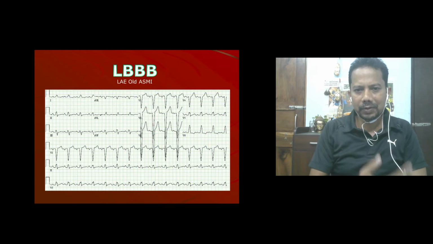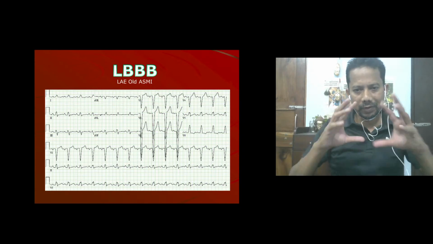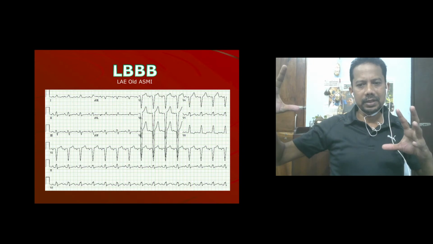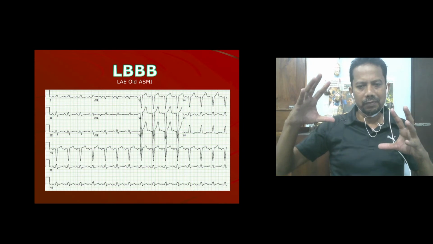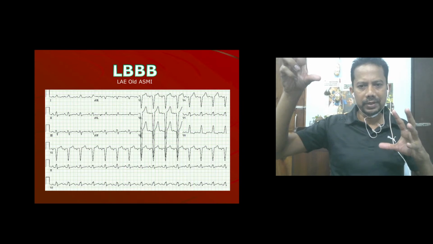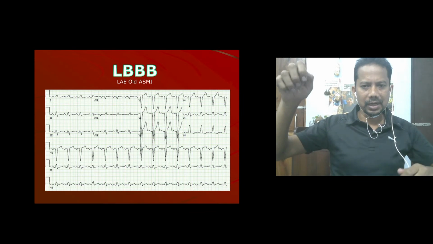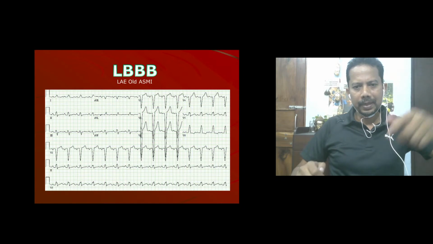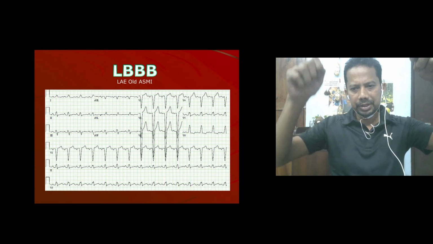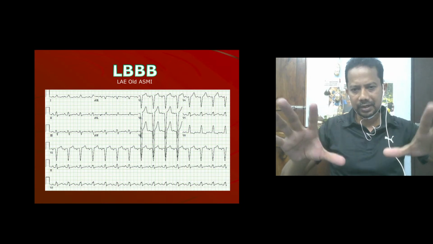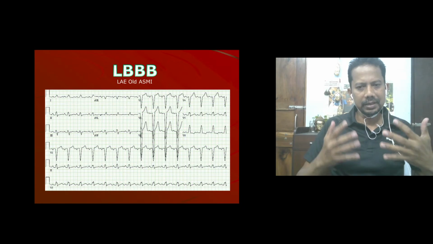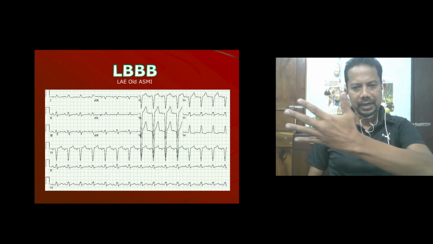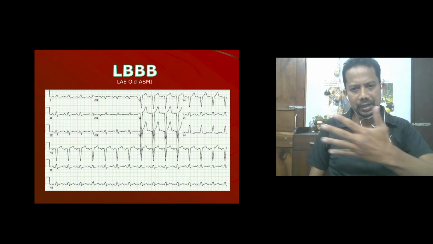Amritya Paul, very good. So V1, V2 oppose V5, V6, and V5, V6 oppose V1, V2. Tall R in V5, V6, deep S in V1, V2, it's like a dance. In right bundle branch block we will come to that. There will be tall R in V1, V2, deep S in V5, V6, same electrical funda. Now in this ECG the current is going towards lead 1, okay, towards lead 1 like that.